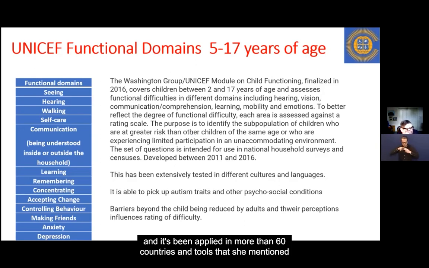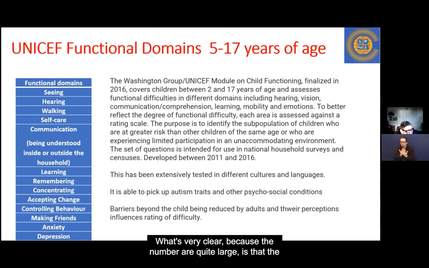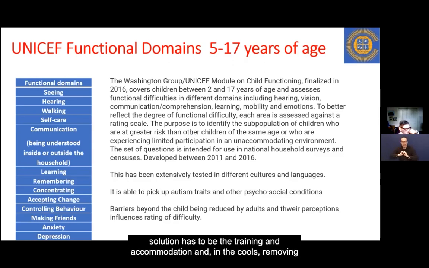And the tools that she mentioned there are really tools that you might need to make sure that people carrying out surveys do, because it's crucial, isn't it, to have a good idea of the number of children with various difficulties in our population so that we can adjust our school system for them. And what's very clear, because the numbers are quite large, is that the segregated solution of the past, separate special schools, is not the solution. The solution has to be the training and accommodation in the schools, removing barriers and so on.